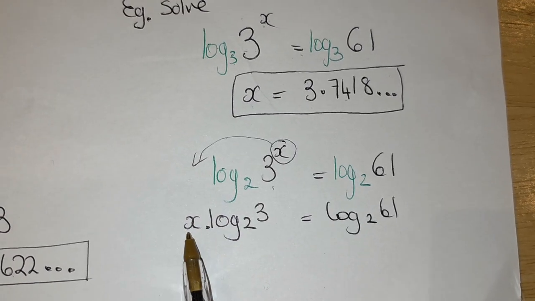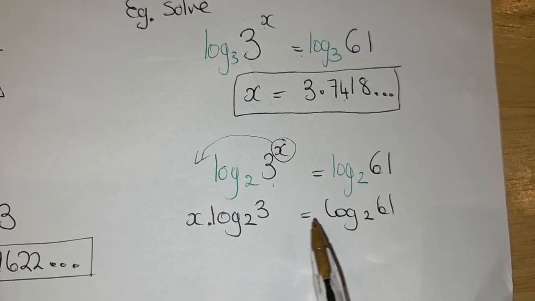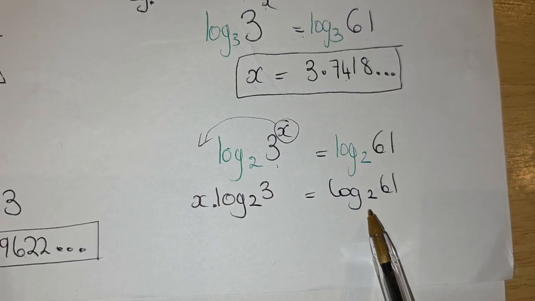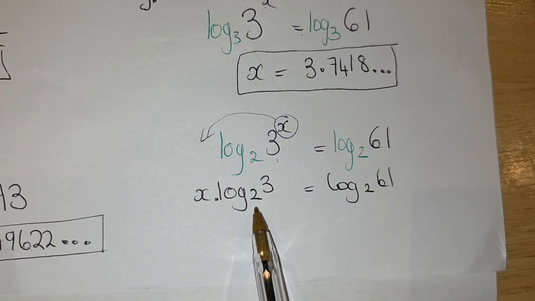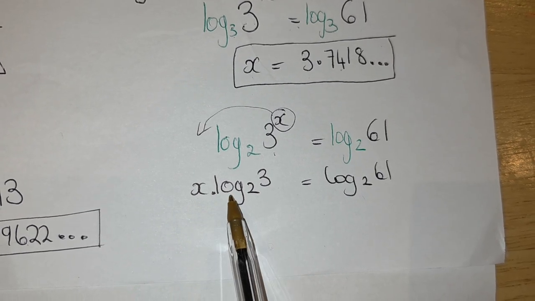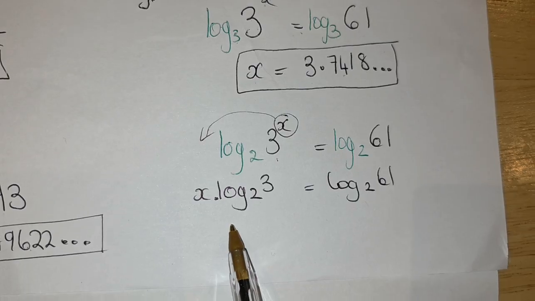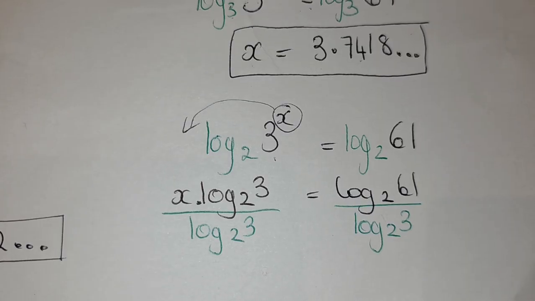So now it would read as x times the log of 3 base 2 is equal to log 61 base 2. If I want to get x on its own, and x is being multiplied by the log of 3 base 2, well then in order to undo that, I need to divide by the log of 3 base 2. And what you do to one side, you must do to the other.